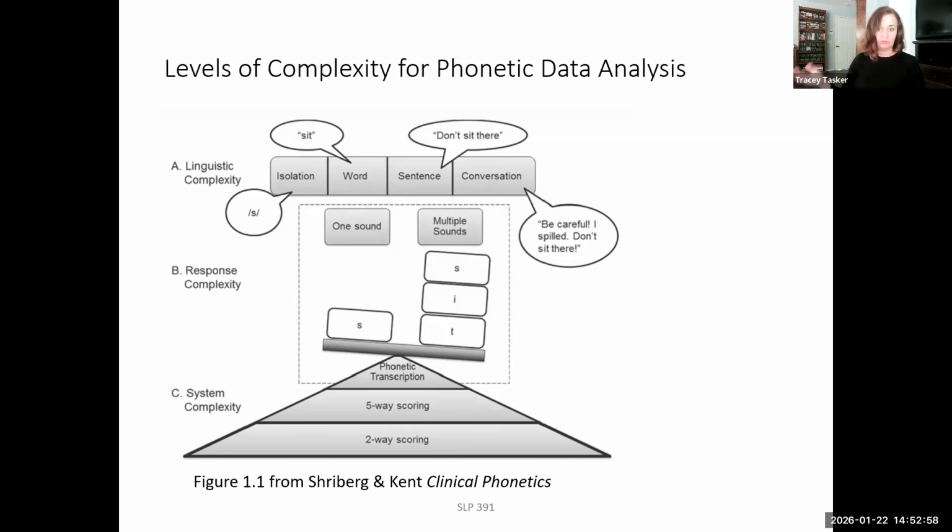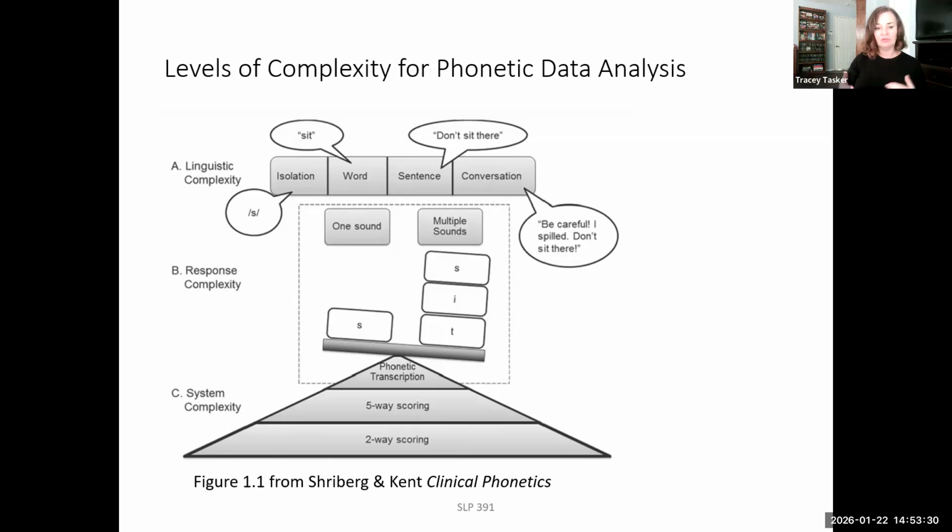And then our ultimate goal is that when they leave therapy, they can produce it accurately when they're having a conversation with their friends on the playground, for example. When you're doing some analysis or your assessments, sometimes you're only listening for one sound. That's obviously the simplest, but sometimes you're listening for multiple sounds in the same production, and that is definitely more complex. You really have to be able to multitask and pay attention.